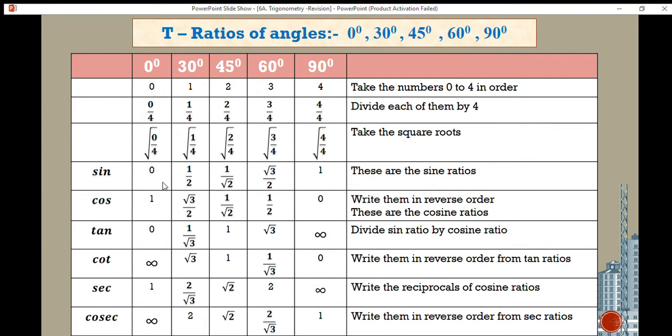So how to remember it? For sine 0, the value is 0. For sine 30, it is half. These are the sine ratios.